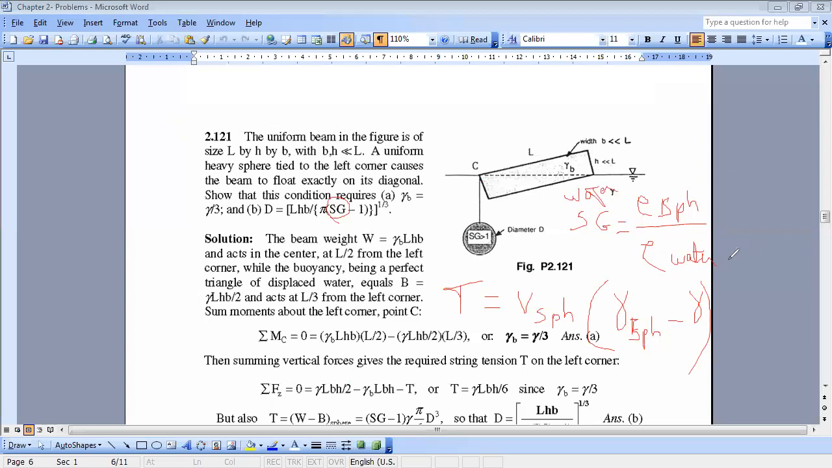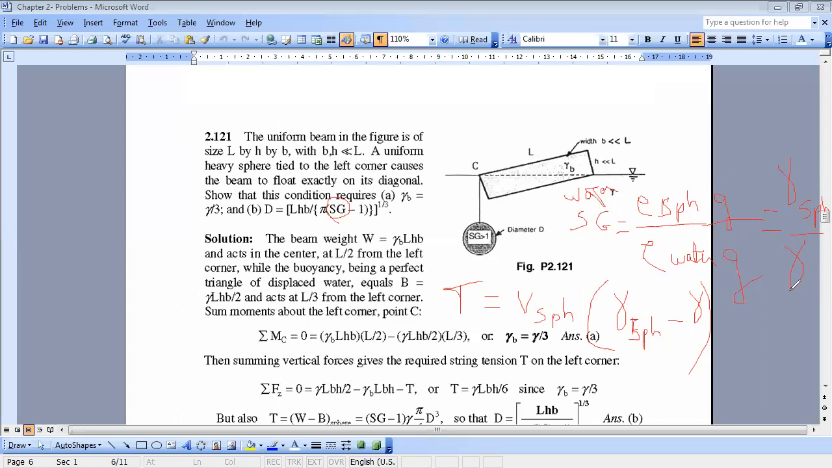What I can do, since G is a constant, if I multiply by G the numerator and the denominator, nothing will change. And I can replace then the ratio of densities by the ratio of gamma. So I can replace rho sphere times G by gamma of the sphere. And I can replace rho water times G by gamma of water, which is here symbolized by gamma.